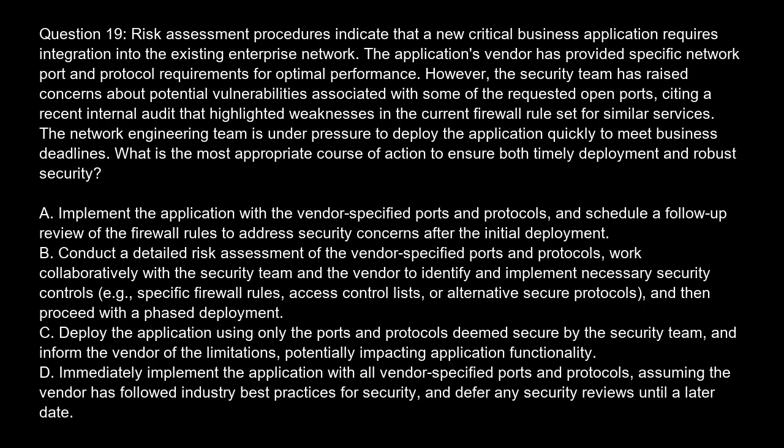Option A. Implement the application with the vendor-specified ports and protocols, and schedule a follow-up review of the firewall rules to address security concerns after the initial deployment. Option B. Conduct a detailed risk assessment of the vendor-specified ports and protocols. Work collaboratively with the security team and the vendor to identify and implement necessary security controls, e.g., specific firewall rules, access control lists, or alternative secure protocols, and then proceed with a phased deployment.